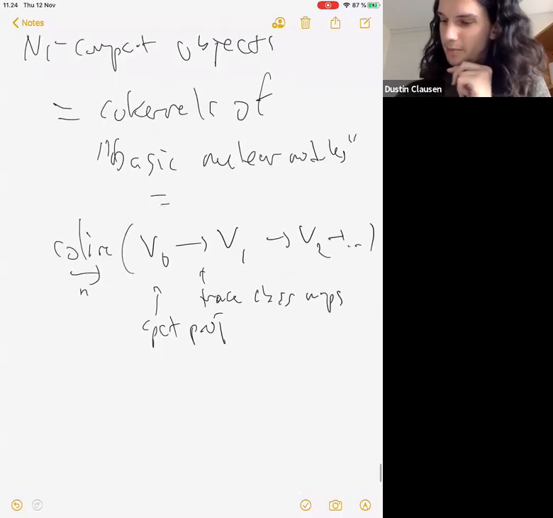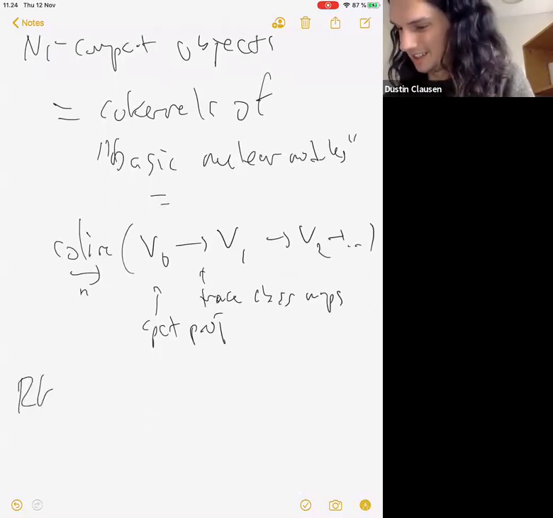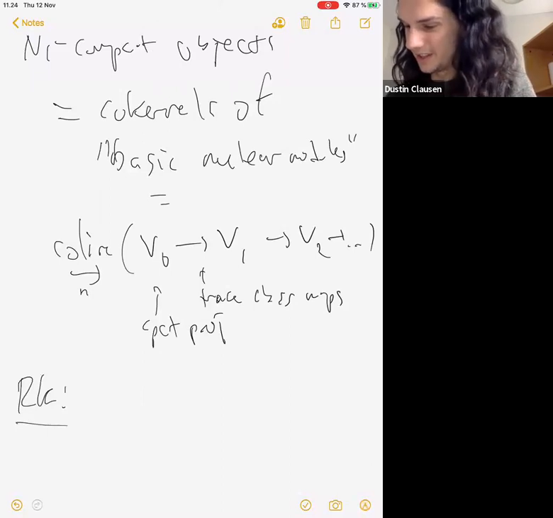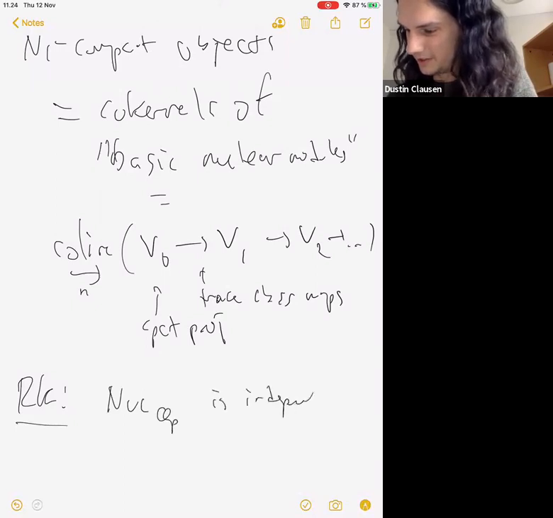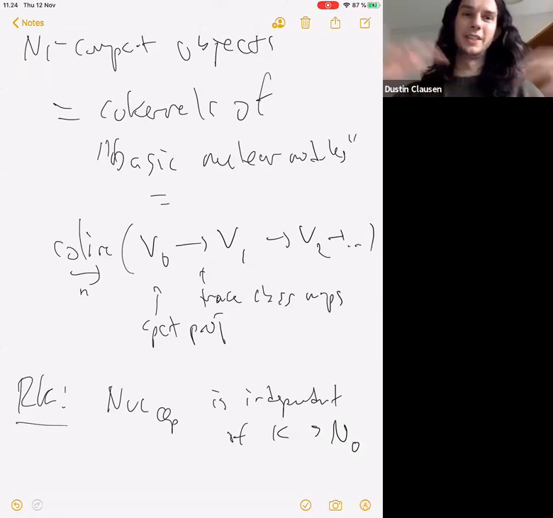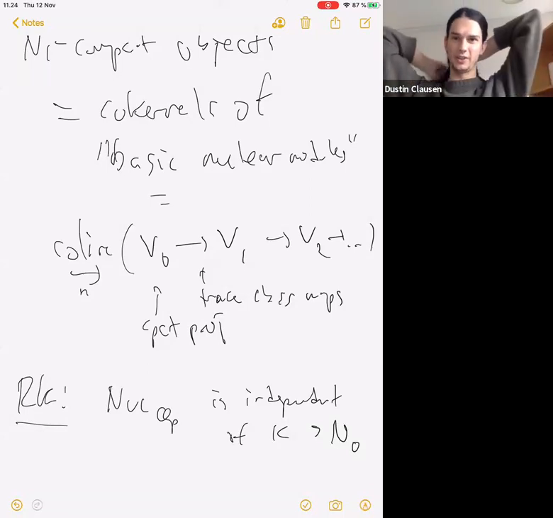Let me make another remark. There's a nice thing about this category of nuclear objects: this nuclear QP is independent of the cutoff cardinal, as long as that's uncountable, I guess. So we had these set theoretic issues for the category of solid QP modules.